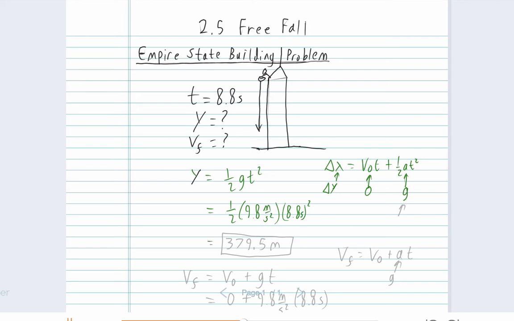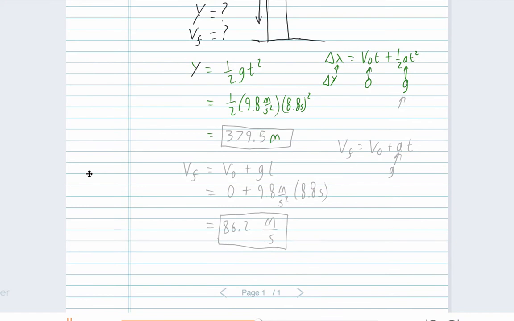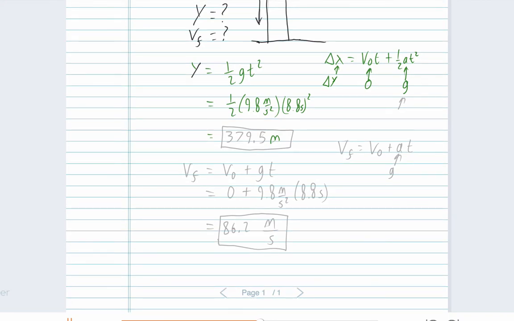Put that through your calculator. Let's do units first. Seconds squared over seconds squared will cancel out, which will give us meters. That's what we want, because we want a height in meters. 0.5 times 9.8 times 8.8 squared gives us that the total height is, this is probably an overestimate, but maybe not, we'll see, 379.5 meters tall.